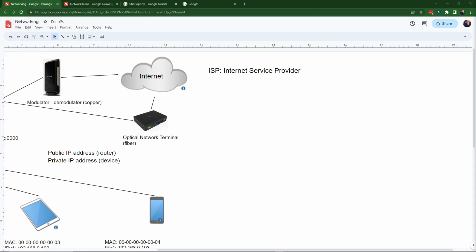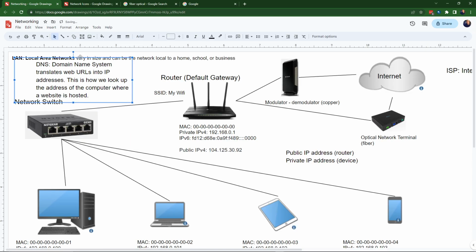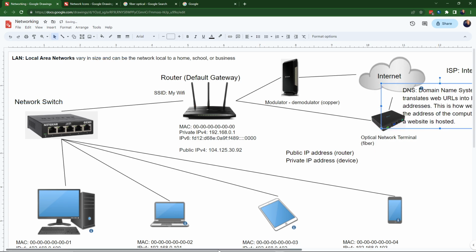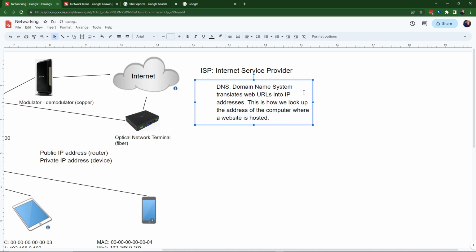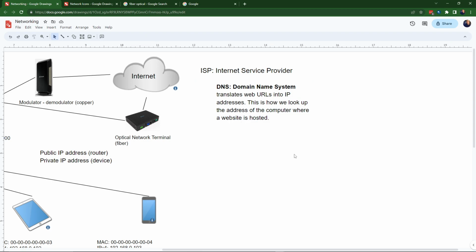This is something called DNS, the Domain Name System, or Domain Name Service. I've seen it written before as well. But the domain name system is what translates those web URLs into IP addresses. So this is how we look up the address of a computer where a website is located.